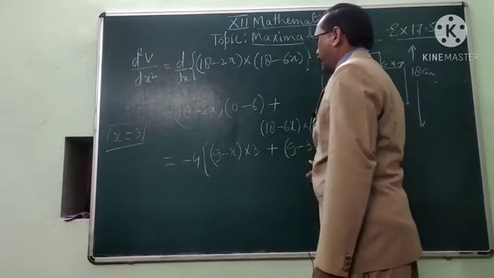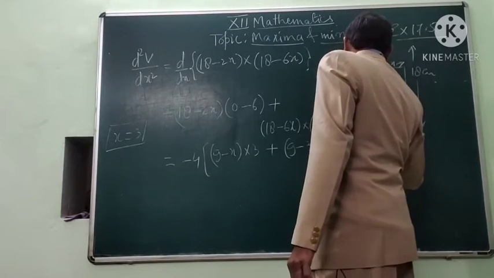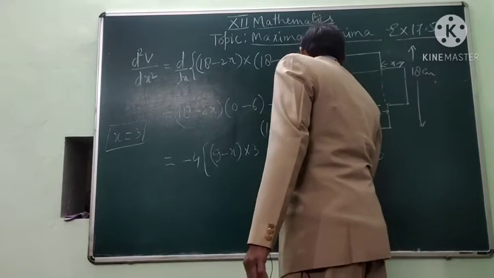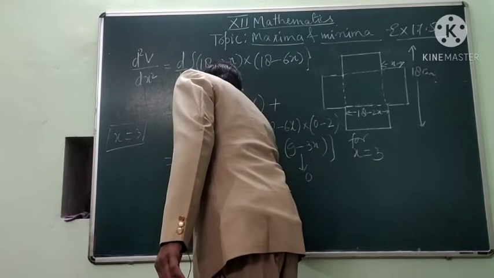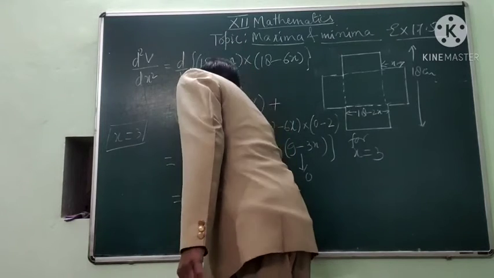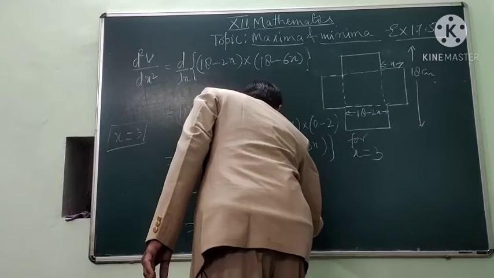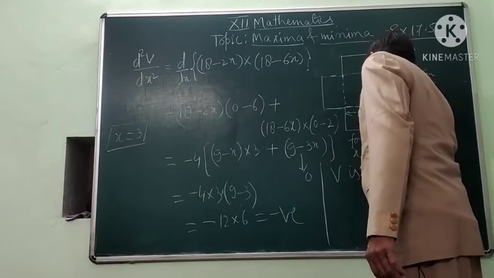When x equals 3, this part is 0. For x equal to 3, this becomes 0. So it is minus 4 into 3 into (9 minus 3), which is positive, 12 into 6, is negative. So that's why volume V is maximum.